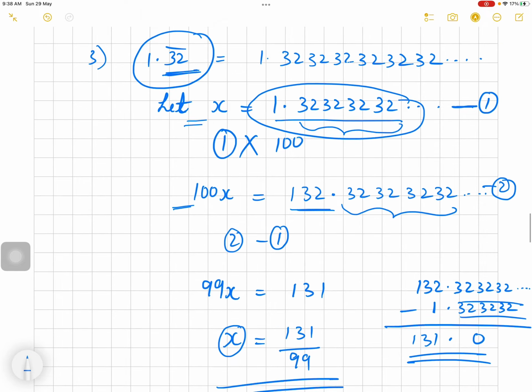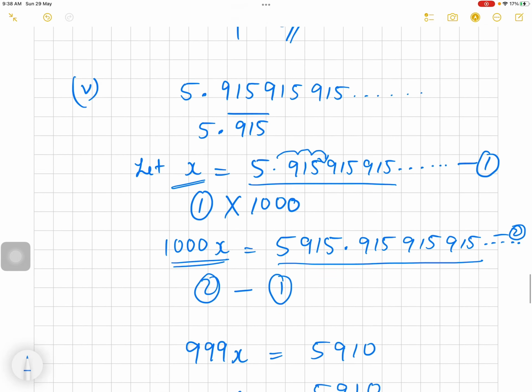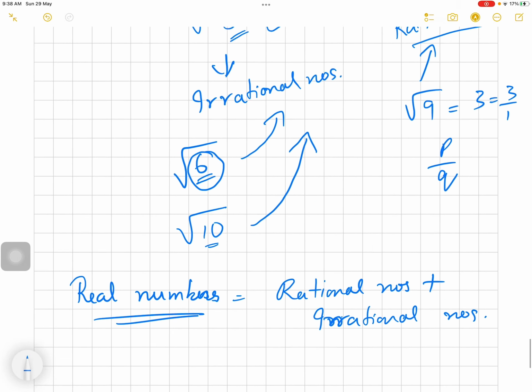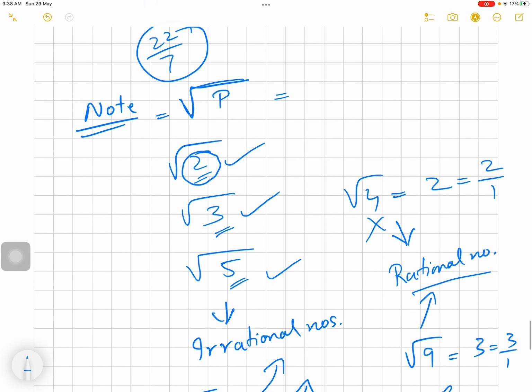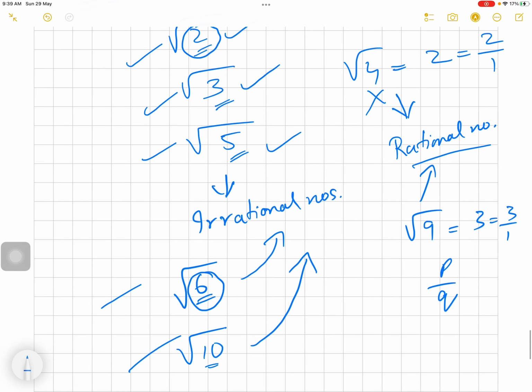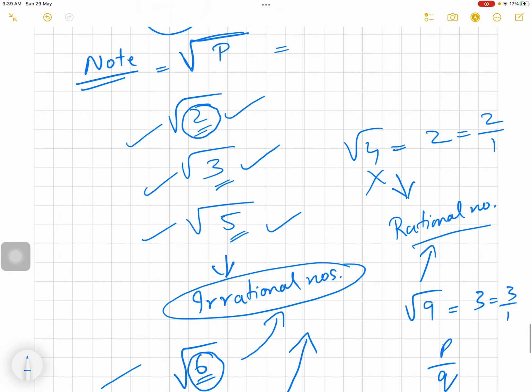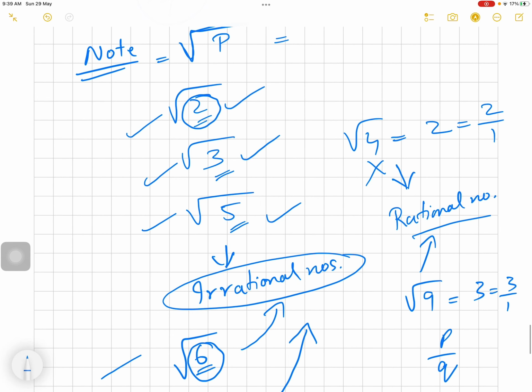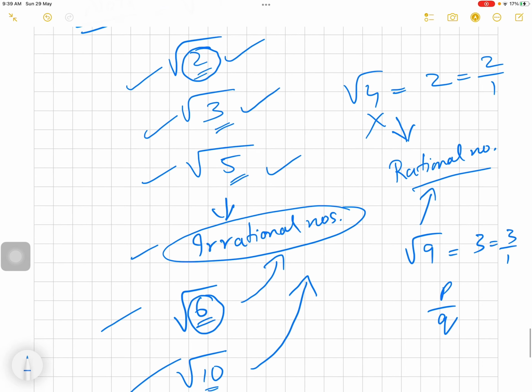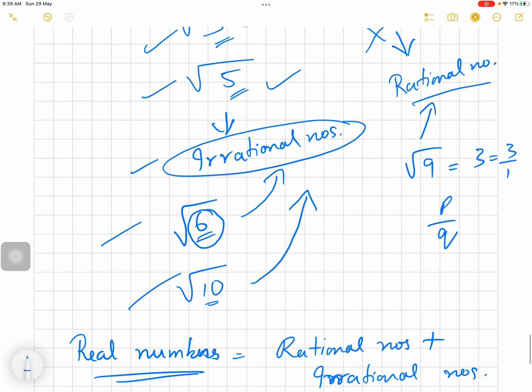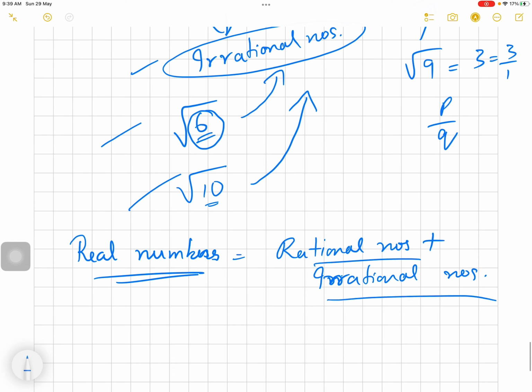I have given some examples as well. Numbers which cannot be written in the form of p by q, for example √2, √3, √5, √6, √10, are irrational numbers. So the numbers which are neither terminating nor recurring are called irrational numbers. The numbers which are not rational numbers are irrational numbers. Rational numbers and irrational numbers together are called real numbers.